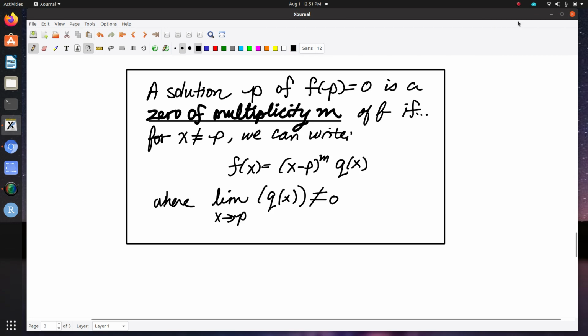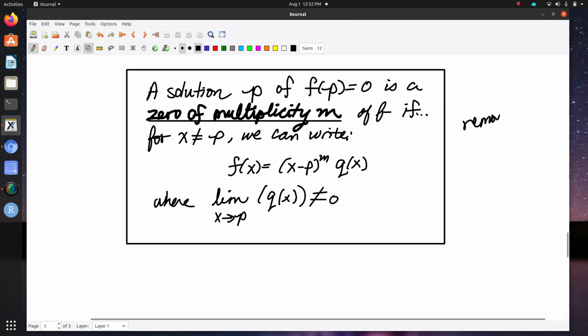Okay, here's our definition. If you have a 0 of f at point P, a solution at P, it's a 0 of multiplicity m of f. We're talking about f still, not anything else. If for all the points that aren't P, so we're talking here removable discontinuity, you should be thinking removable. This is what we mean by removable.